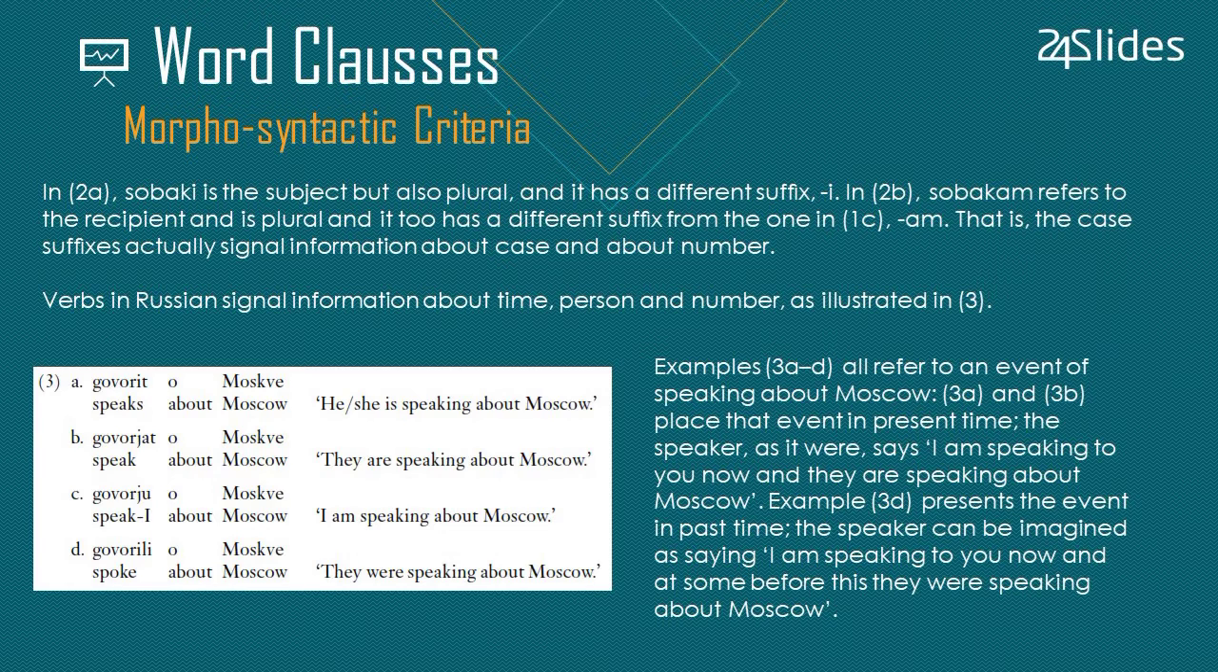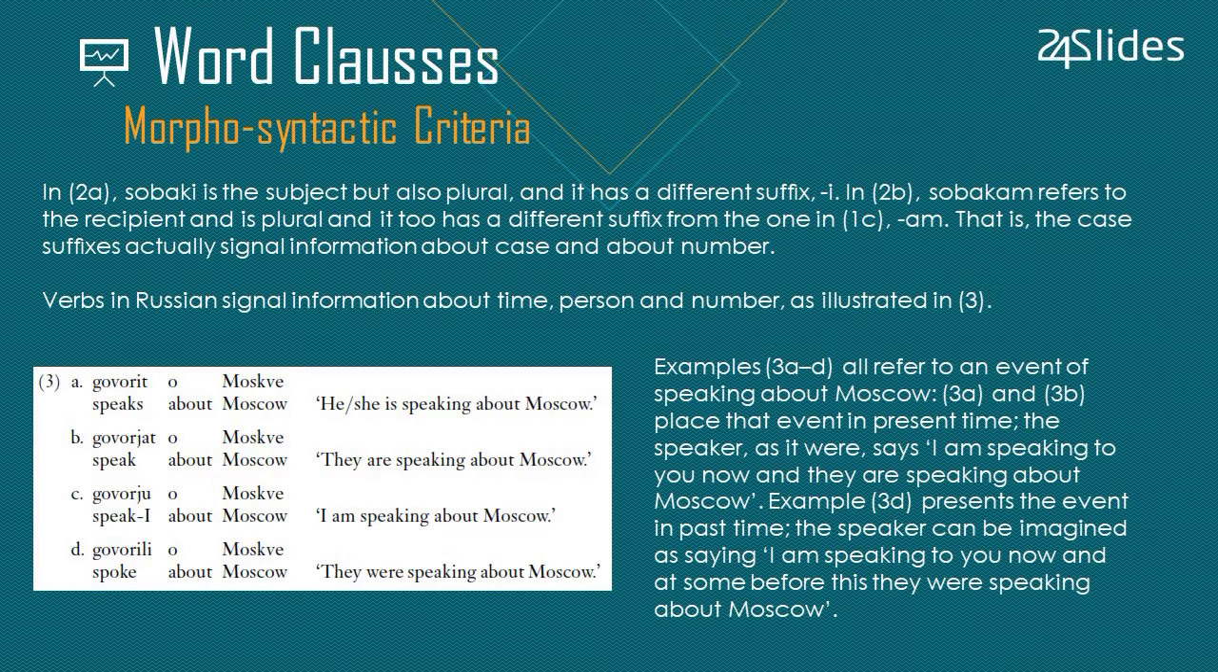The example: he or she is speaking about Moscow. B. Going to speak about Moscow. They are speaking about Moscow. Go for Jew of Moscow. I'm speaking about Moscow. D. Spoke about Moscow. They were speaking about Moscow.